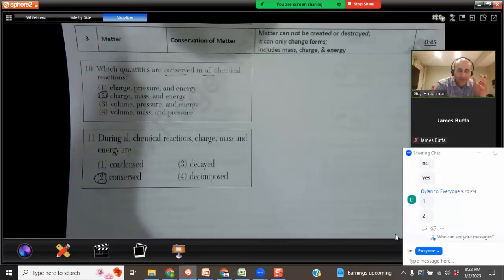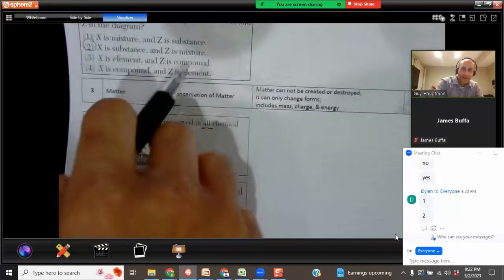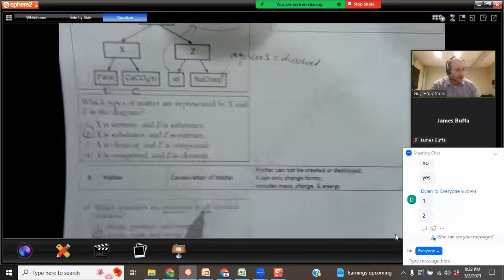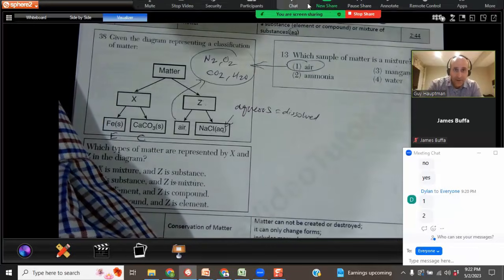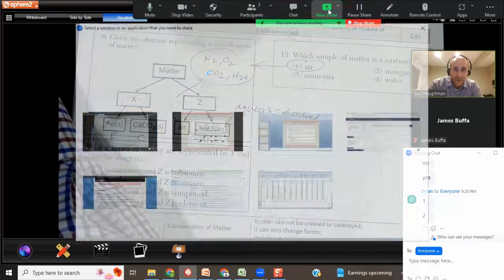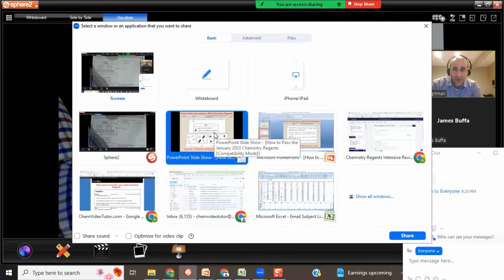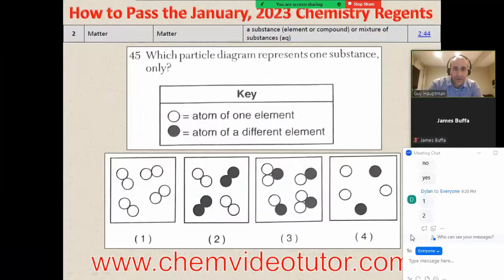When things disappear into thin air, they don't really disappear. They become a new substance and it's now in the air, right? It can't fully disappear. That's it for wave 3, but there is a question from the January 2023 regents, so I'm going to switch screens again.